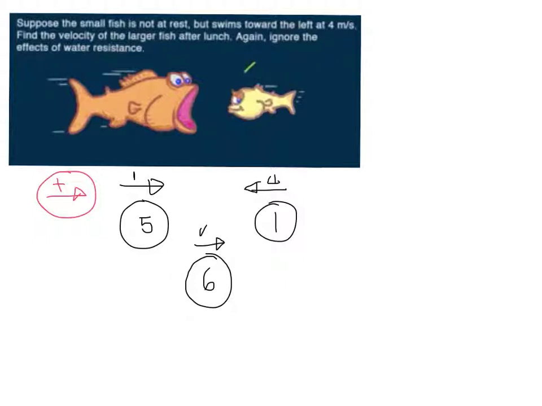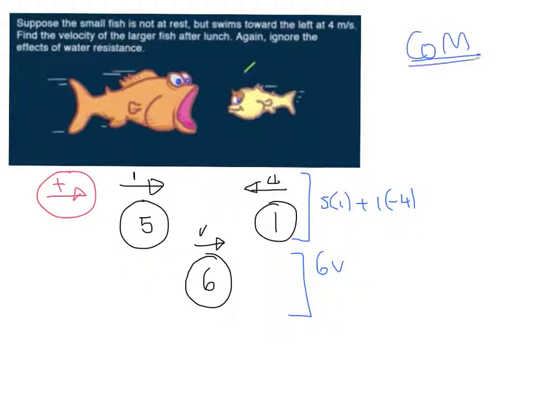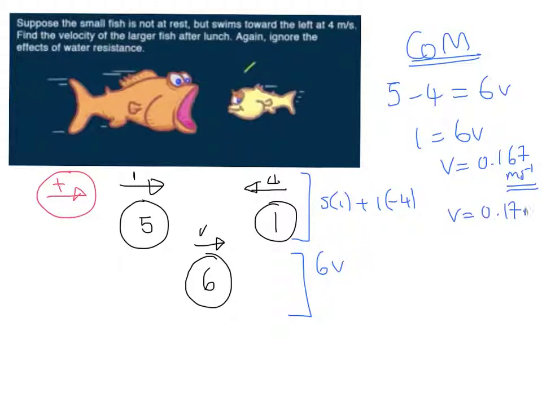Do you think faster or slower than before? We got 1.2 before. Let's try. Momentum before, 5 times 1, is that positive? Yes. Plus 1 times 4, is the 4 positive? No, this is the positive direction, and the 4 is going in the other direction, so that's actually minus 4. Momentum afterwards is 6v. By conservation of momentum, the momentum before equals the momentum afterwards. So 5 minus 4 equals 6v, so 1 equals 6v, and v equals 0.167 metres per second. Maybe I should use 2 significant figures: 0.17 metres per second.